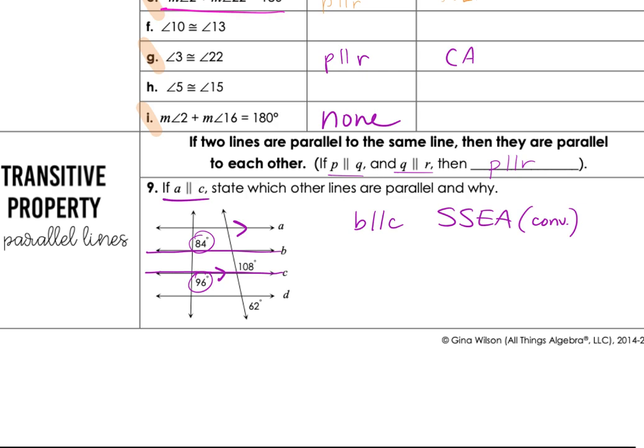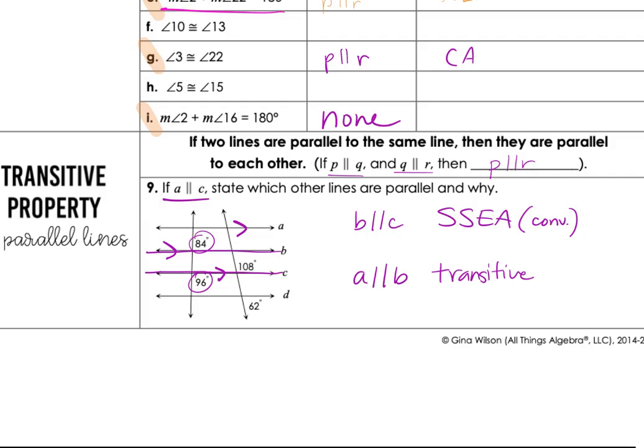So then if I know those two are parallel now, and I knew that A was parallel to C, then I can say that A is also parallel to B by the transitive property that we just talked about, right? If they're both parallel to the same line, then they are parallel to each other. If they're both parallel to C, then A and B have to be parallel as well.